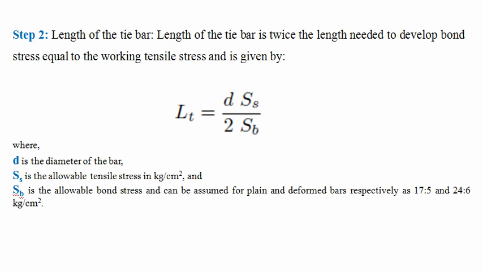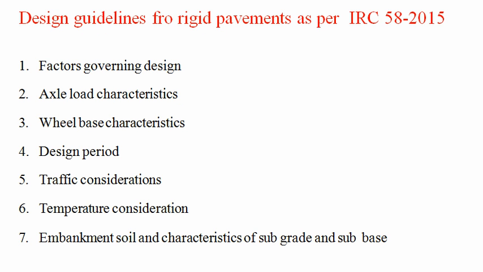So the length of the tie bar is taken as twice the length needed to develop the bond stress equal to the working tensile stress, and it is given by LT equals D into SS upon 2 into SB, where D is the diameter of the bar, SS is the allowable tensile stress in kg per centimeter square, and SB is the allowable bond stress and can be assumed for plain and deformed bars respectively as 17.5 and 24.6 kg per centimeter square.